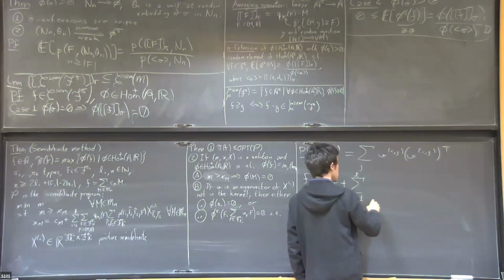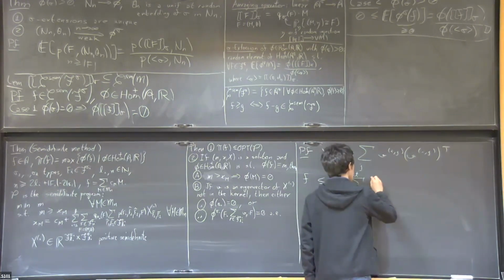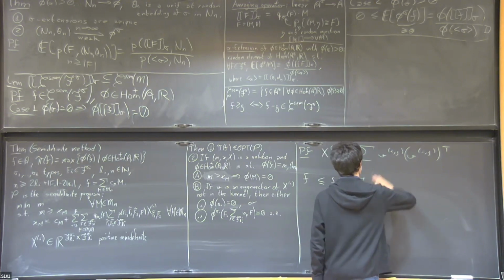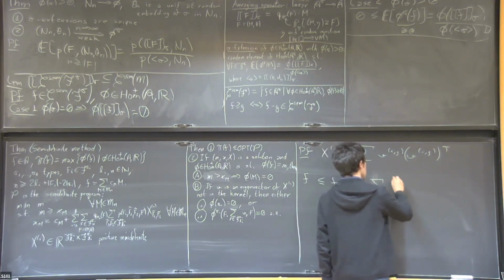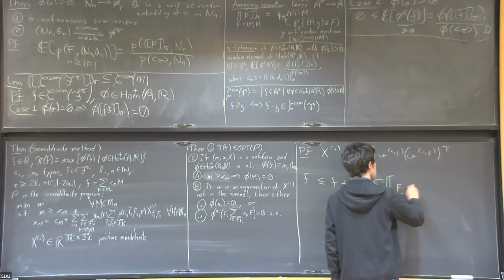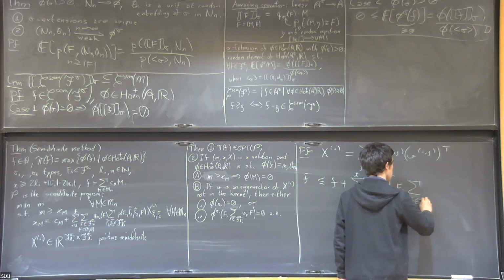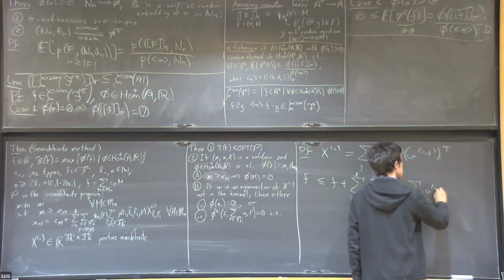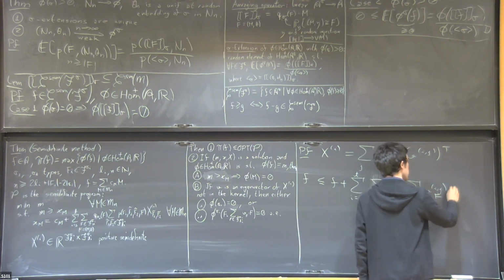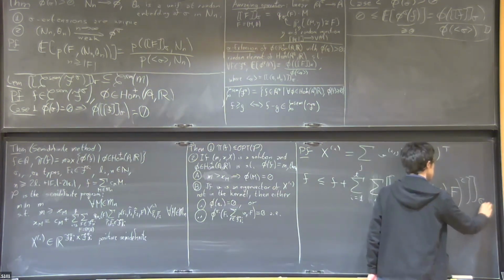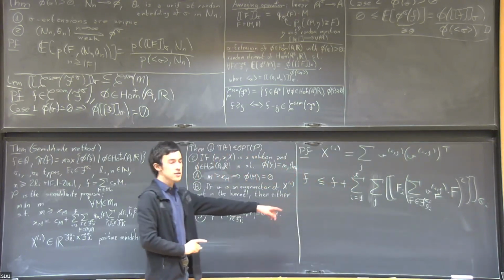I'm going to take the sum over i from 1 to t. I'm going to do the brackets of, let's sum over j outside as well, brackets of sigma i, d, i, j, f squared. The brackets. Okay. So let's double check that this is a non-negative element.